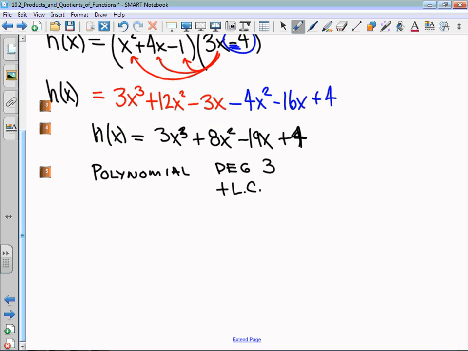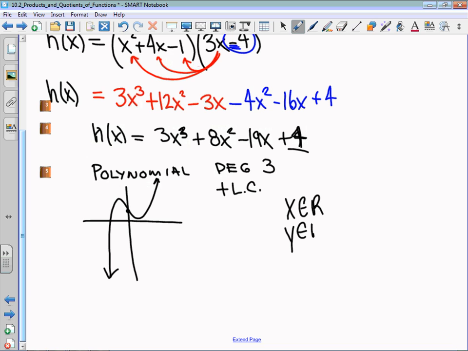So without looking too much in depth at the graph, there's a couple things we should talk about. We know the y-intercept is positive 4, that's the constant term. Because it's degree 3 with a positive leading coefficient, it looks something like this. I don't know if the movement in the middle is right, but what I do know is that the domain and range for a polynomial that has degree 3 and a positive leading coefficient is x is an element of the real numbers and y is an element of the real numbers.